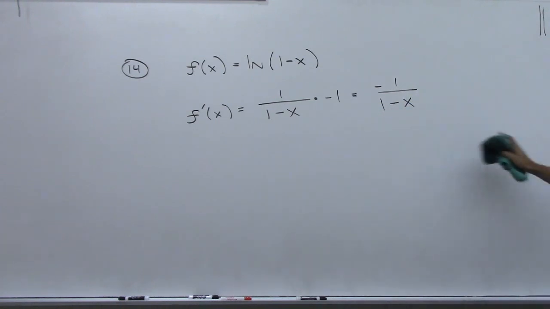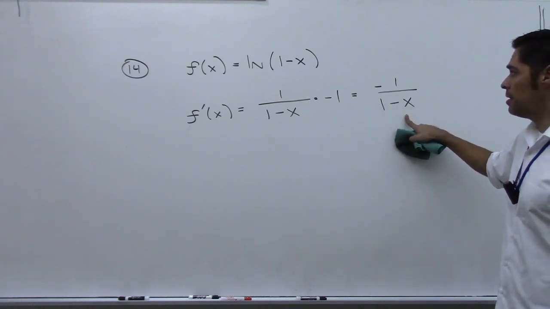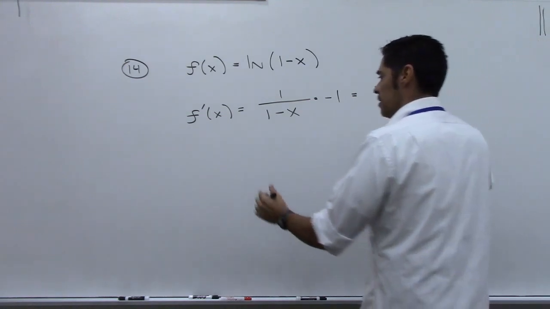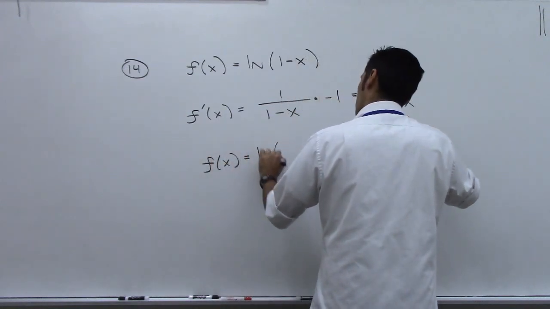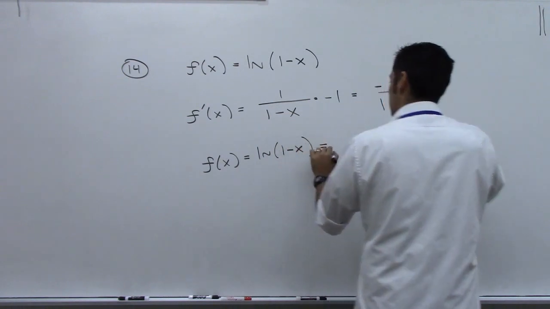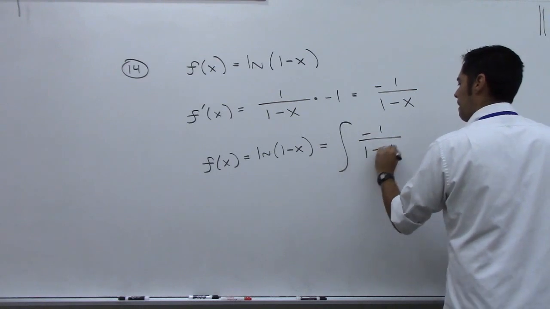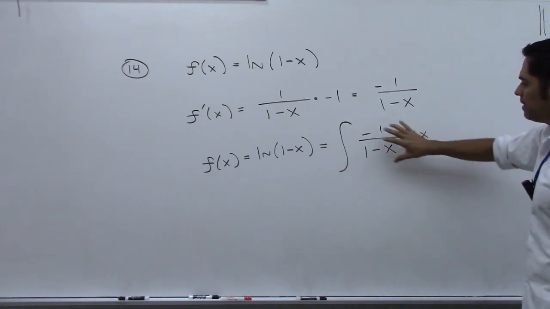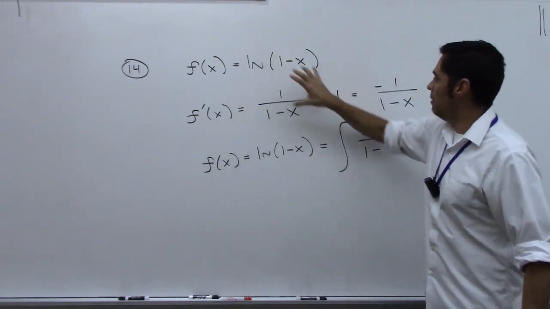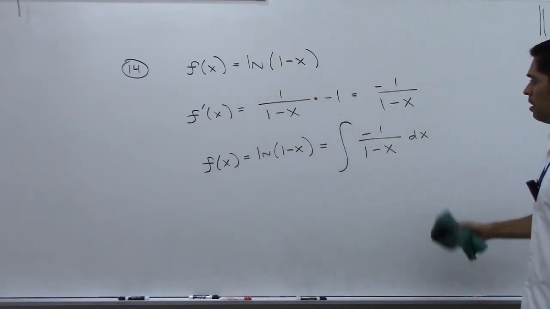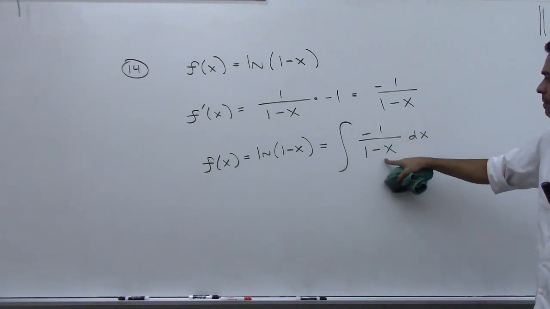So if the derivative of f is this, and this is something I can turn into a power series, then what I need to realize is that f of x, which is natural log of 1 minus x, is actually the integral of this. So if I take the antiderivative of this, I should get this. Why? Because the derivative of that is this. So working backwards. So what I need to do is just try and figure out how to integrate this. I'm going to turn this into a power series now.